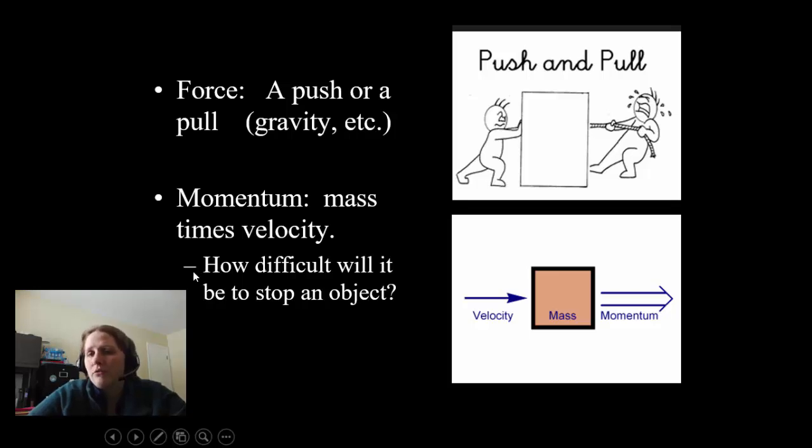Let's say you've got two vehicles moving down a highway at 65 miles per hour. One's a fully loaded semi and one is a smart car. Both of them are going the same velocity, highway speeds, but they don't have the same momentum because that semi truck has a whole lot more mass. And if it's got a whole lot more mass, it's going to be a whole lot more difficult to stop.